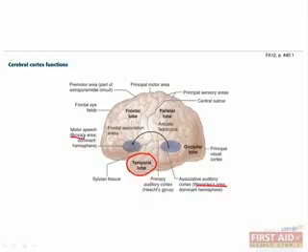Broca's and Wernicke's areas communicate to each other via the arcuate fasciculus. Lesions in the arcuate fasciculus present with problems repeating sentences.